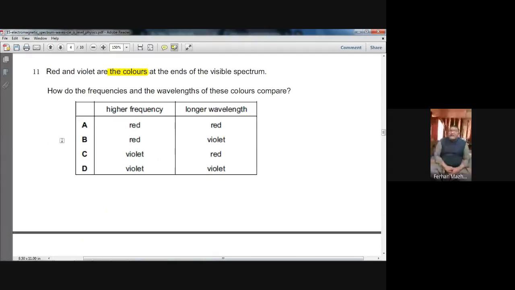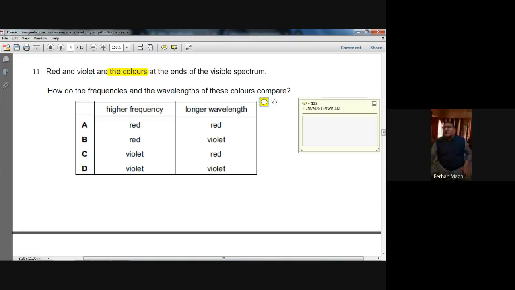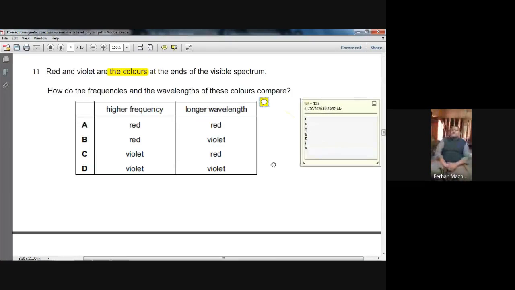Red and violet are the colors at the ends of the visible spectrum. How do the frequencies and the wavelengths of these colors compare? You remember that code word, Roy G. Biv. Red, orange, yellow, green, blue, indigo, violet. As you go down in this list, the frequency will increase and the wavelength will decrease. So violet will have the higher frequency, and red will have the longer wavelength. So it looks like C is the choice.